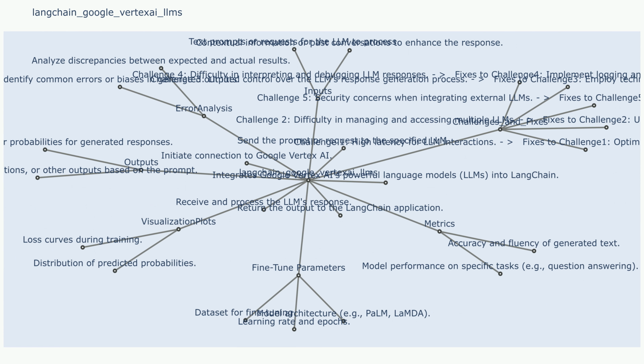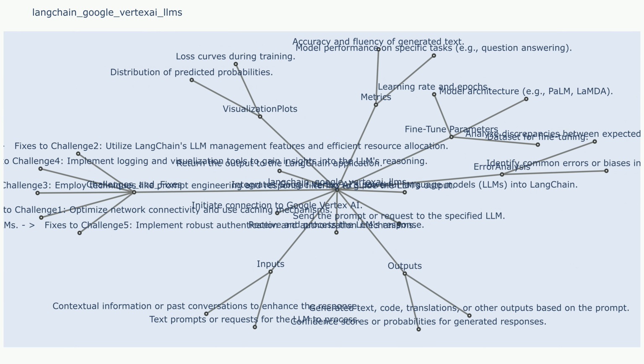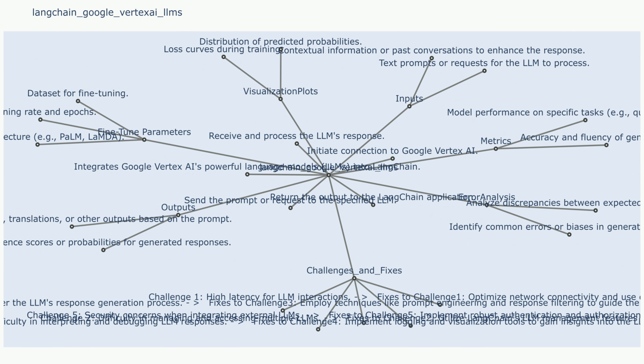answering. Metric 2. Explain in detail latency, measures the time taken for the model to process the input and generate output. Metric 3. Explain in detail cost, tracks the computational resources consumed during model execution, potentially factoring in the Vertex AI service usage charges. Visualization plots.